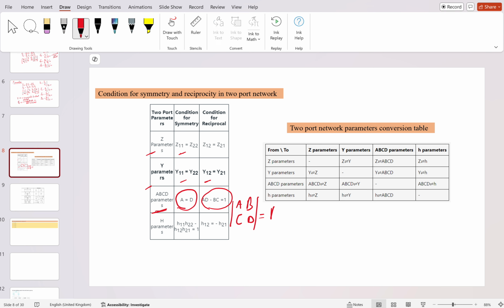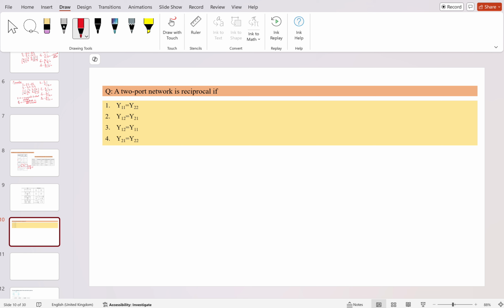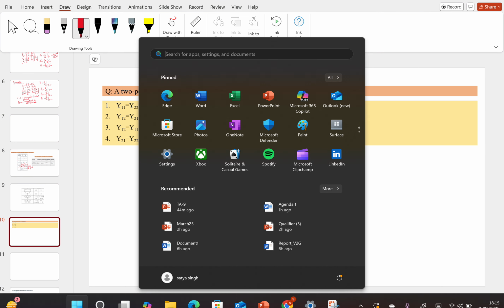Now let's move to the first problem. Try to solve it and let me know.